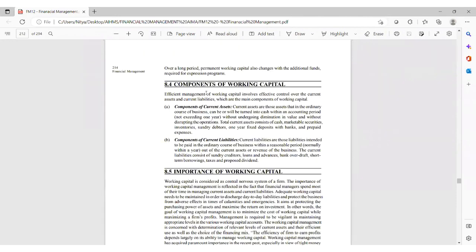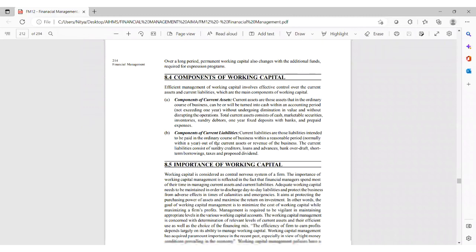As I told you, with respect to your working capital, you have two major components, that is your current assets and your current liabilities. Current assets, as I've given you the examples, are like your cash, inventory, marketable securities, debtors, short-term investments, all these things. And with respect to your current liabilities, you have your bank overdraft, short-term loans, sundry creditors, bills payable, short-term borrowings, proposed dividend, like that.